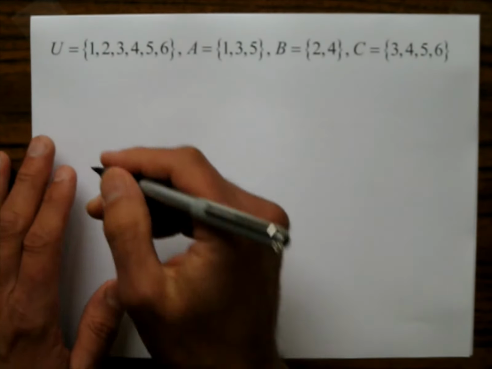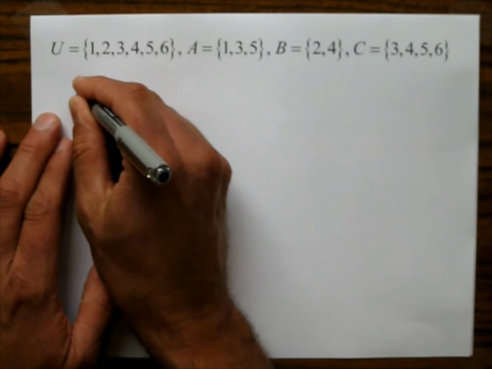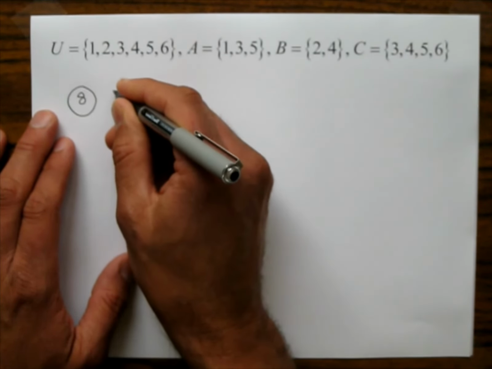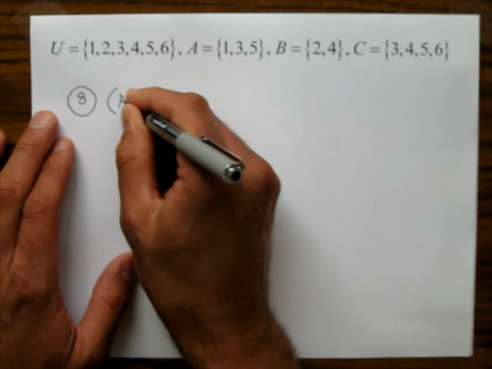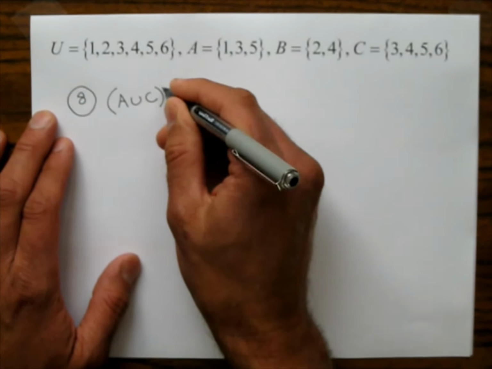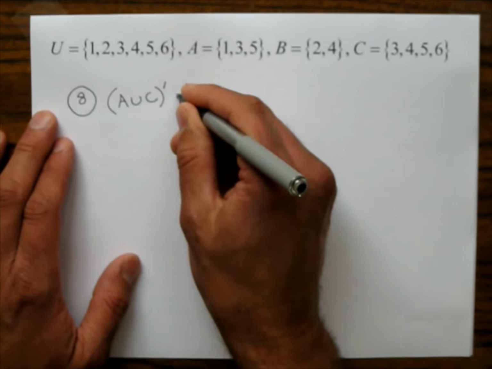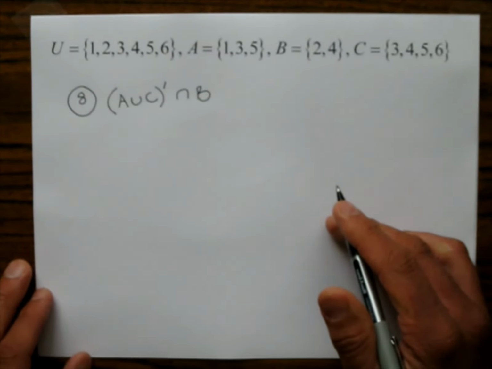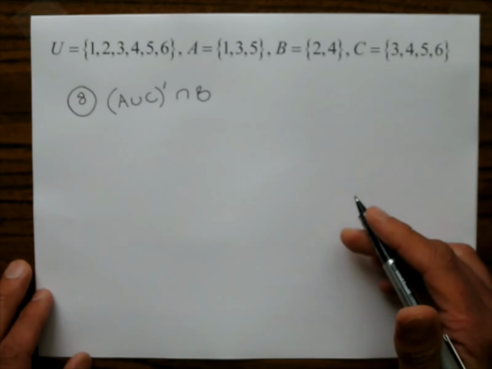So let's go ahead and do number 8. And maybe you want to pause the video and see if you can do this problem. So let me write it up first. A union C complement intersect B. So now's a good time to pause and then do the problem.